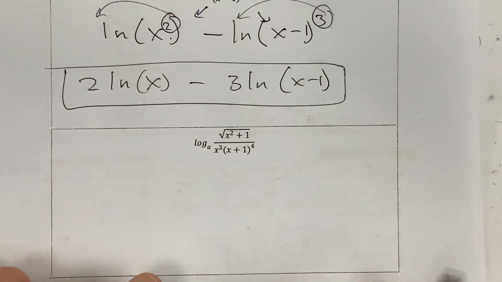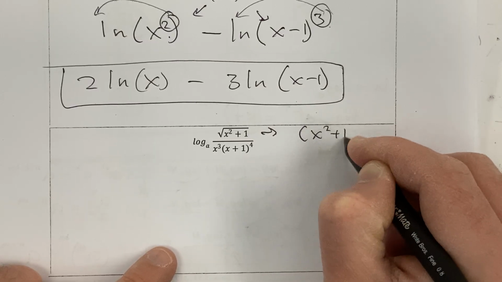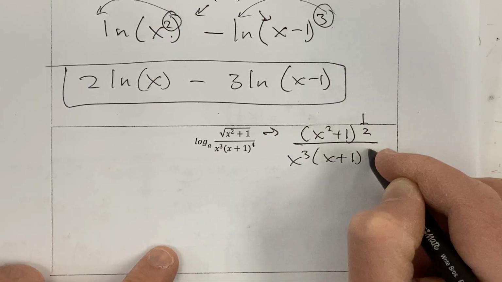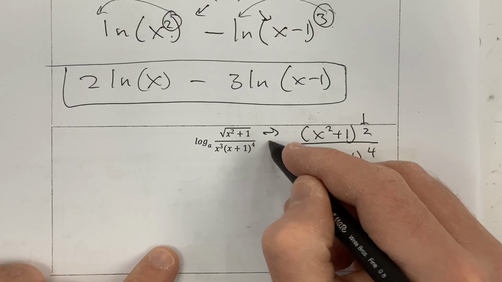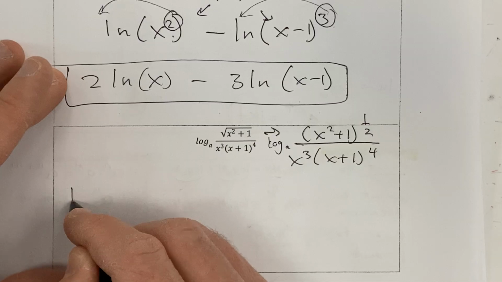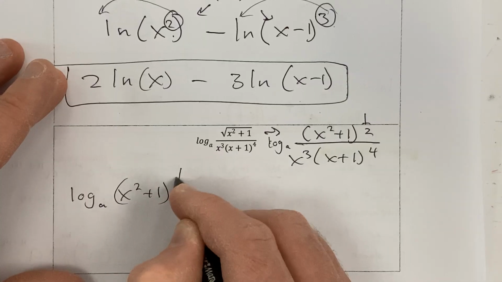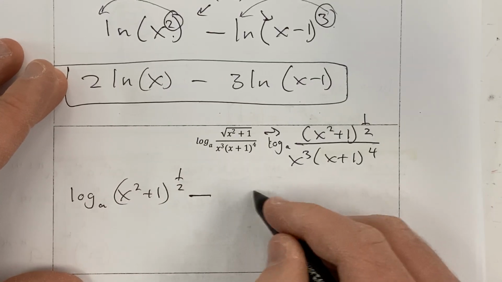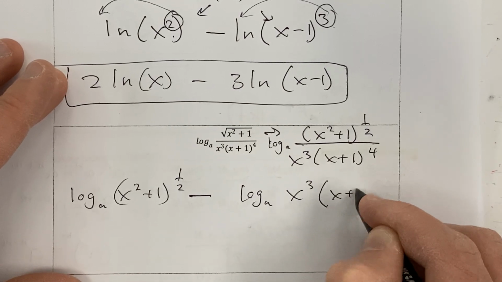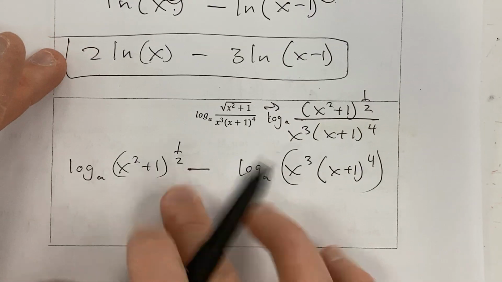Last one, just to be extra confusing. So we're going to do a couple things out of the gate. We're going to turn this into x squared plus 1 to the 1/2. Just rewriting the bottom there. And now, this is the log of that. Now we can use the quotient rule on this. So we're going to write this as log base a of x squared plus 1 to the 1/2 minus log base a of x cubed times x plus 1 to the 4th. So using the quotient rule like that, you might be like, okay, I can bring the 1/2 down now.